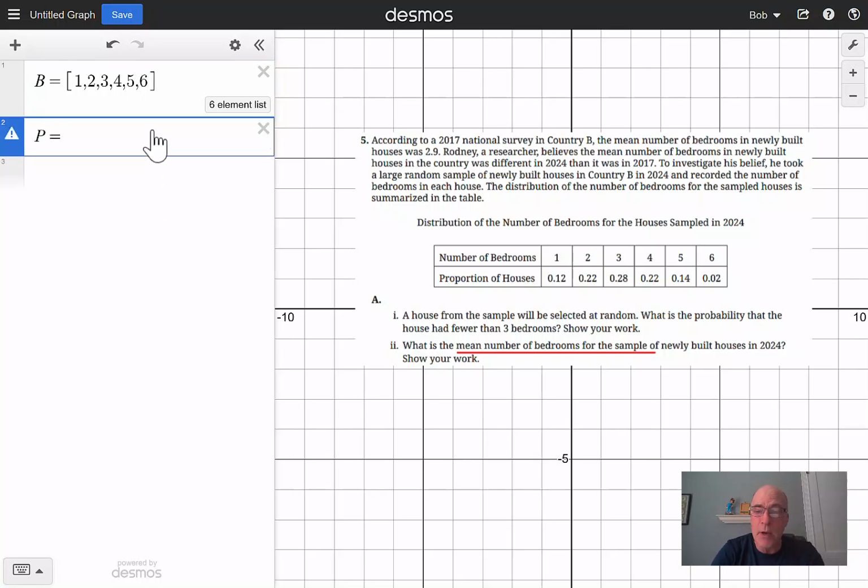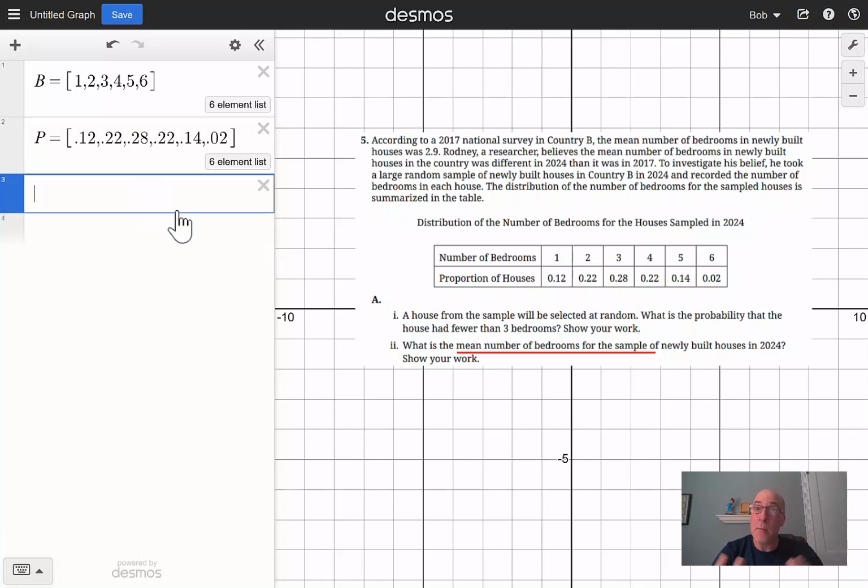I'll call that P, capital P. I just tend to use lists with capital letters. I think a lot of people do this. You don't need to, but it just helps me separate lists from other values and parameters I might be using. And here I want my proportions. I have 0.12, 0.22, 0.28, 0.22, 0.14 and 0.02. And I stop and look to make sure I have everything correct because that was a lot of decimals, right? Okay. At this point, here's a couple things we can do.